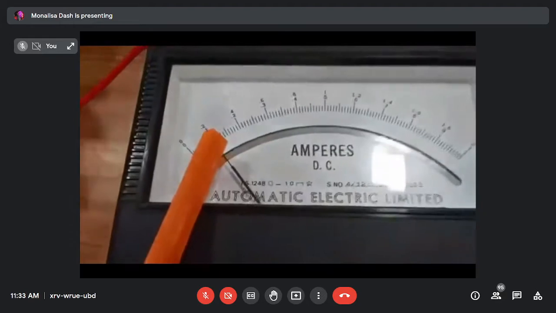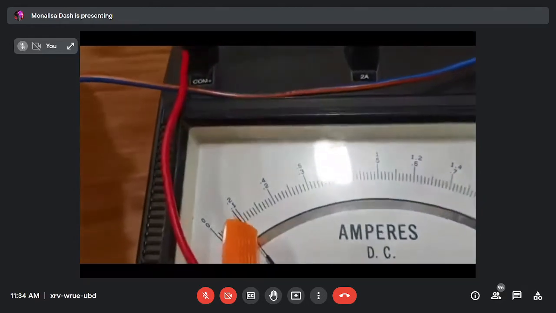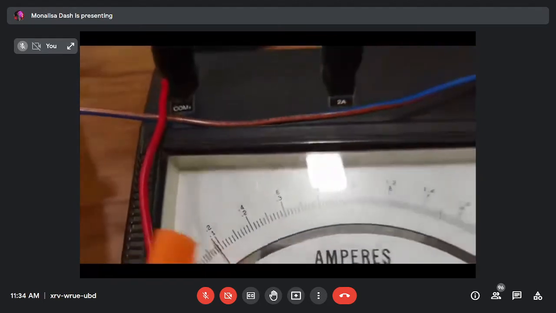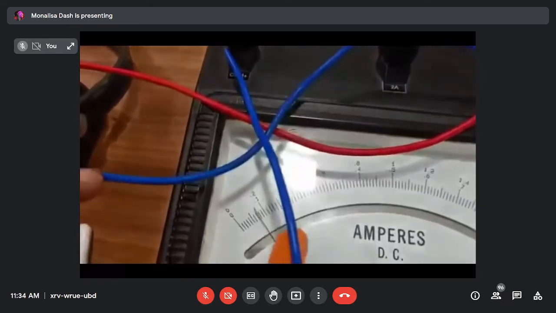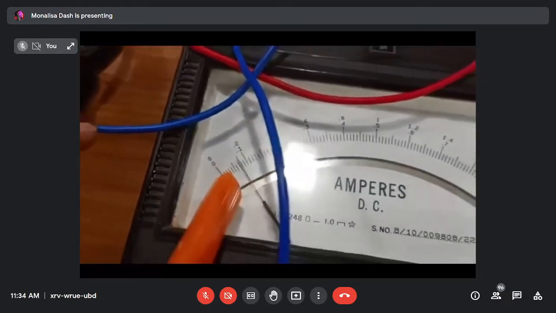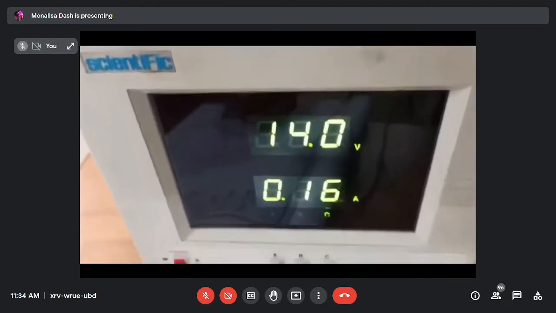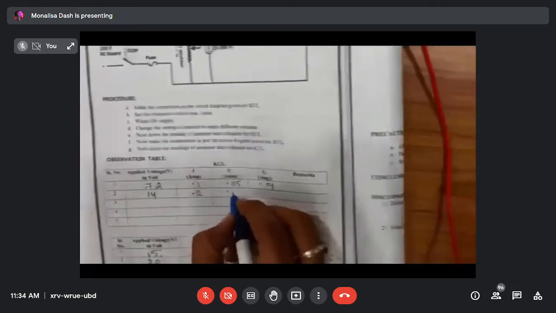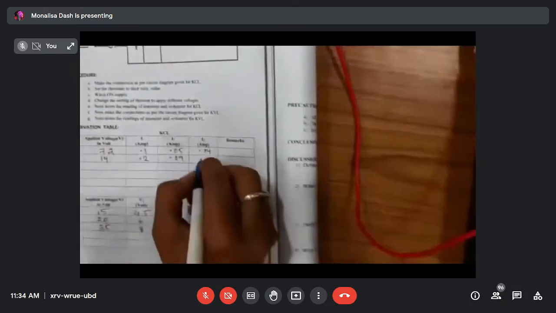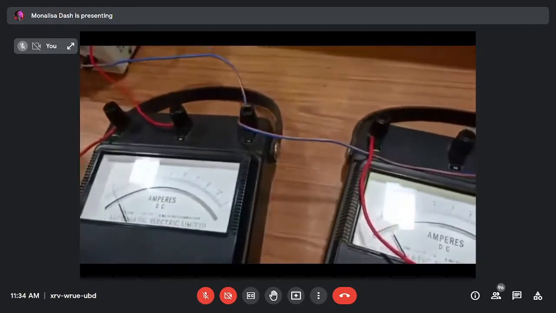This is the 0.2 upper scale. This one is 0.09 and this one is 0.08. Voltage is 14 volt, applied voltage is 14, I is 0.2. Second reading is over.